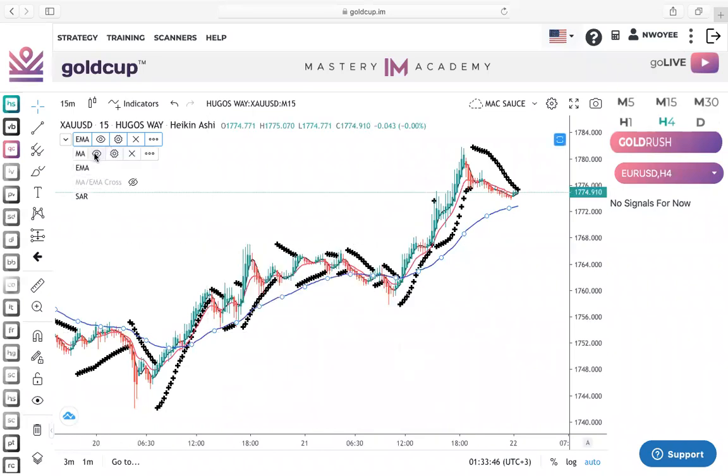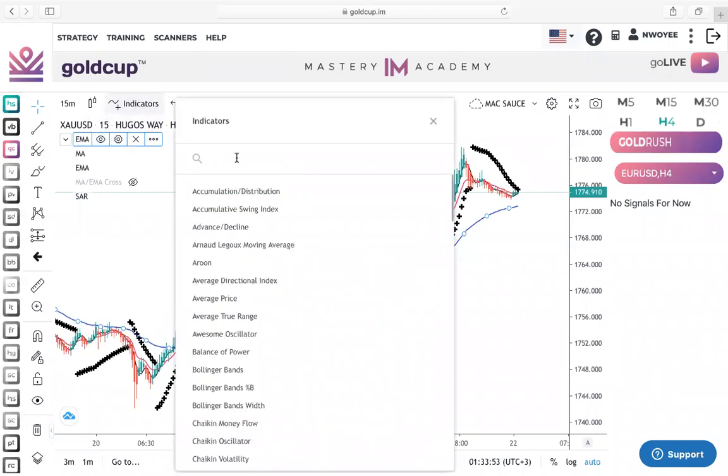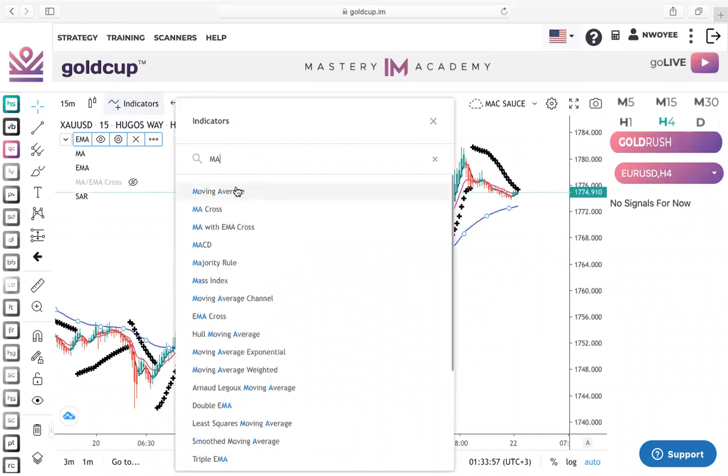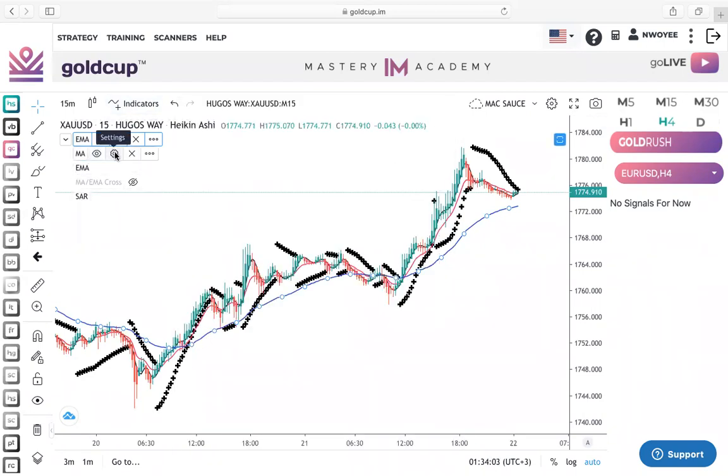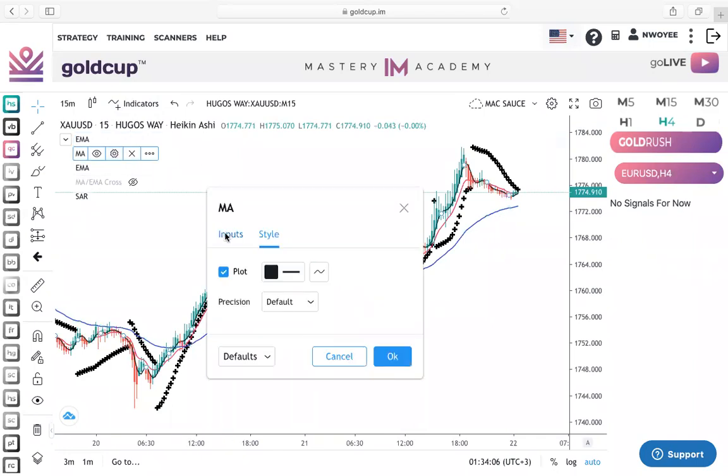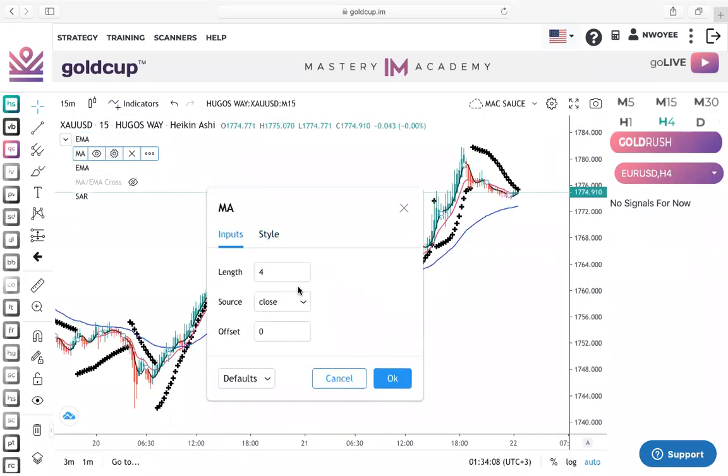We're gonna go through the second one. The second one says MA. Mind you, this is already given to you, but I'm just gonna show you if you were gonna add anything, you're gonna do MA, moving average. That's what it signifies. Then you come here, setting again, click on setting. Now the input needs to be 4 close 0. Like I told you, MA, length 4 close 0 makes everything go fast.